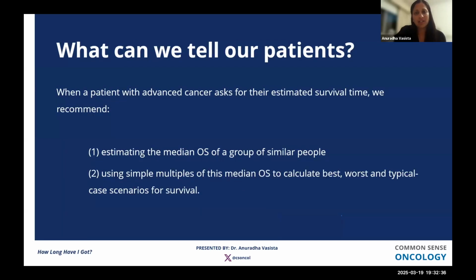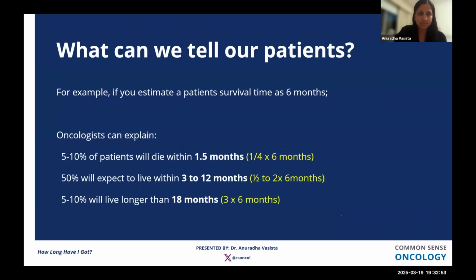So what can we tell our patients? When a patient with advanced cancer asks for the estimated survival time, we recommend estimating the median overall survival of a group of similar people and using simple multiples of this median overall survival to calculate the scenarios for survival. So if you thought a patient's survival time was 6 months, oncologists can explain that 5 to 10% would die within 1.5 months, 50% would live 3 to 12 months, and 5 to 10% will live longer than 18 months.